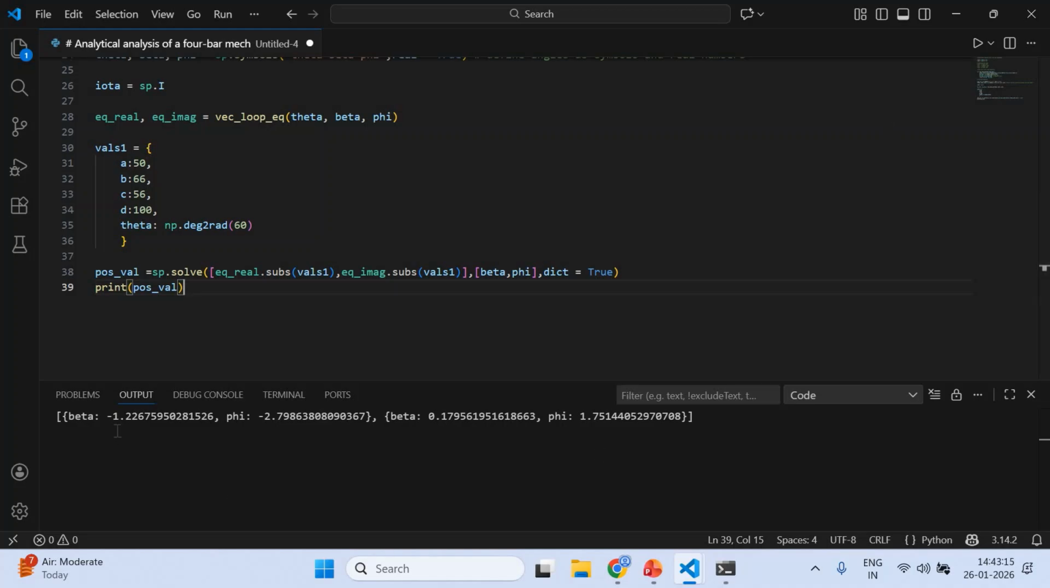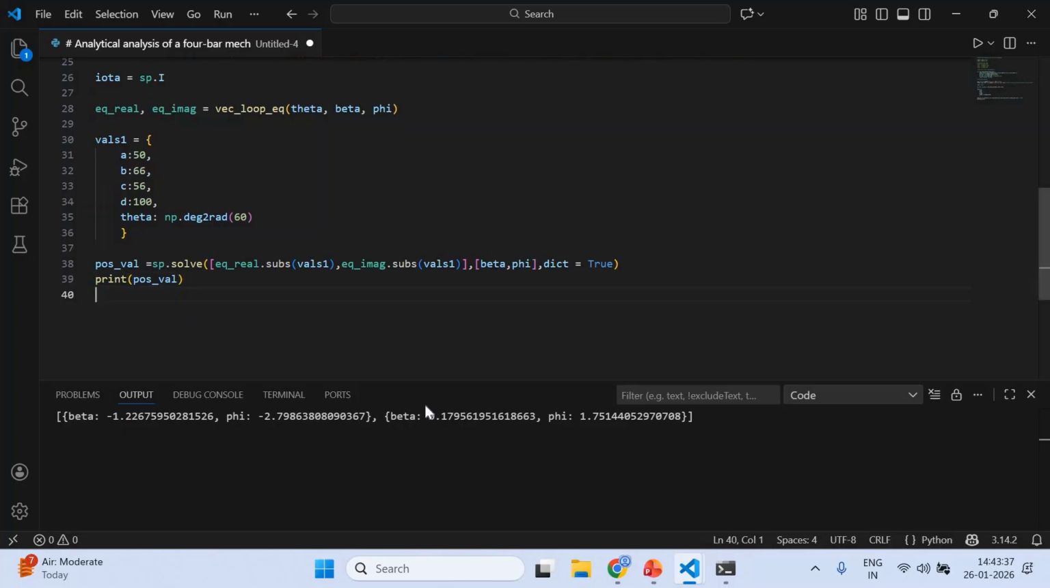So here you can see that we are getting two values for beta and two values for phi. This is exactly what we saw in our manual approach, right? There also we solved for two values of beta and two values of phi, because these beta and phi are actually functions of tan inverse.